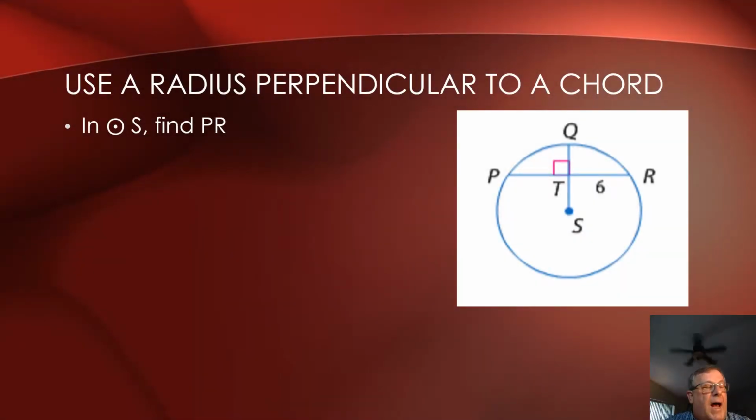Now we're going to consider bisecting arcs and chords. And this leads us to a couple of theorems, one of which is if a diameter or a radius of a circle is perpendicular to a chord, then it bisects the chord.